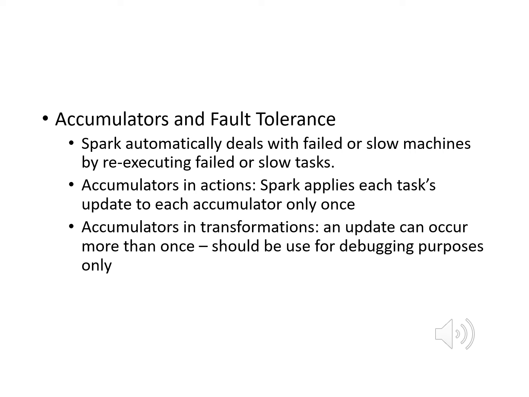For the accumulator used in transformations, there is no guarantee that the counts are absolute value counts, because accumulator updates within a transformation can occur more than once. And if there are multiple machines running the same task, they will all be updated. Because of this reason, accumulators in transformations should only be used for debugging purposes, because they do not generate the exact numbers, but that number is close enough for us to debug our data.